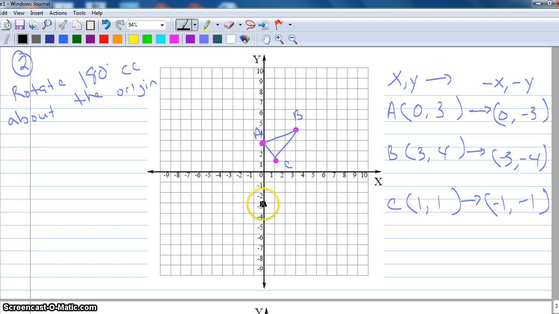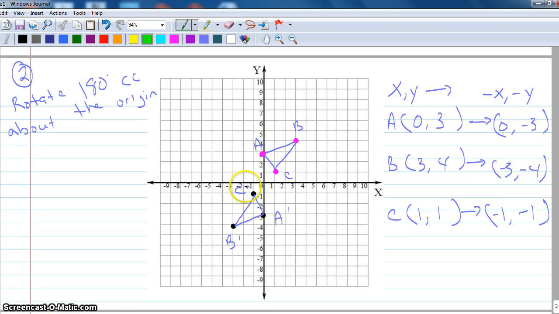So 0, negative 3, negative 3, negative 4, and negative 1, negative 1. I'll label and I will connect the dots so y'all can take a look. So there we go. This triangle is 180 degrees rotated from this one. So over here somewhere would be 90. So over here would be the 180. So this is 180 degrees counterclockwise. And remember, 180 degrees counterclockwise and 180 degrees clockwise are the same thing, so you wouldn't really have to worry there.